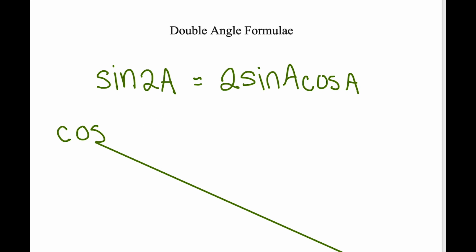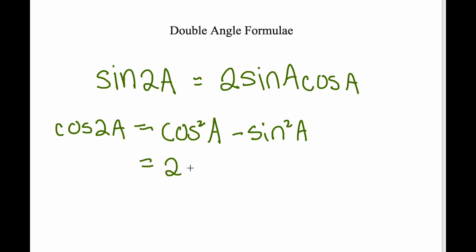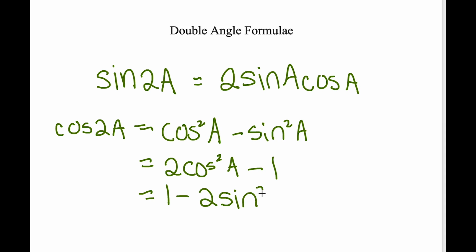Cosine of 2a has 3 different equivalent expressions, and once again you're going to have to pick the one that works best for the problem that you're given. So cosine of 2a equals cosine squared a minus sine squared a, or 2 cosine squared a minus 1, or 1 minus 2 sine squared a.